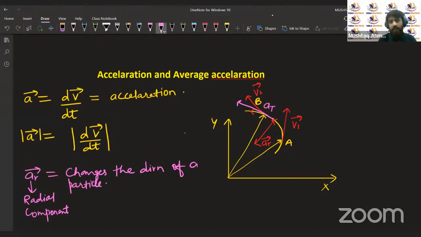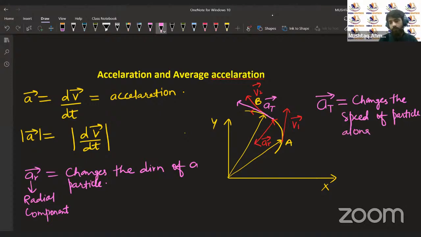And what is this AT? This is the tangential component, right? This is the tangential acceleration, because what does this tangential acceleration do? This tangential acceleration changes the speed of a particle along a tangent, right? This we call tangential acceleration, and this we call radial acceleration.